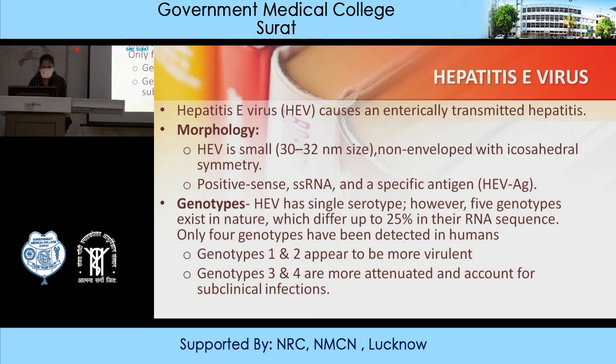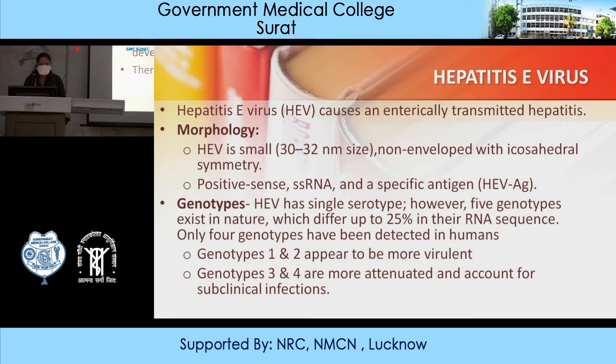Genotypes: HEV has a single serotype, however 5 genotypes exist in nature which differ up to 25% in their RNA sequence. Only 4 genotypes have been detected in humans. Genotype 1 and 2 appear to be more virulent, and genotype 3 and 4 are more attenuated and account for subclinical infections.